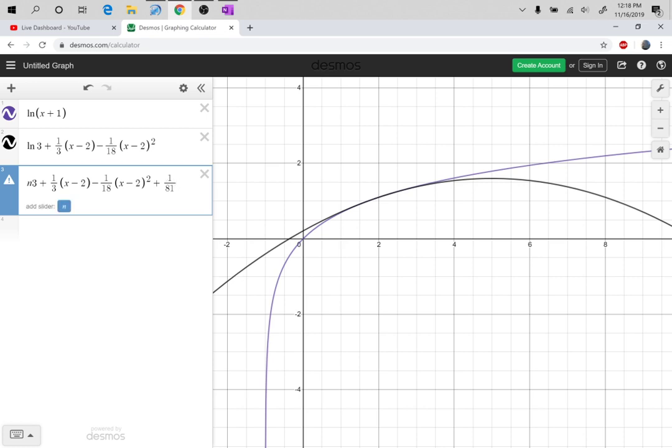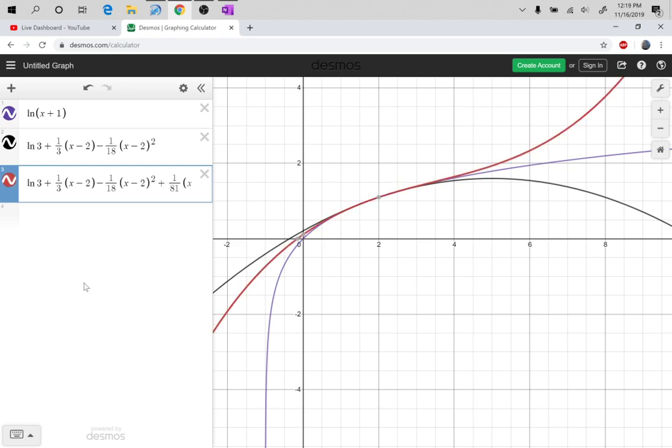81 x minus 2 cubed. Looks like your first term got messed up when you copied it over. Didn't transfer ln? Oh, ln. Okay, good. Boom, red line. Red line is doing better than the black line. So the blue or old purple or whatever that is, that's your original ln of x plus 1.